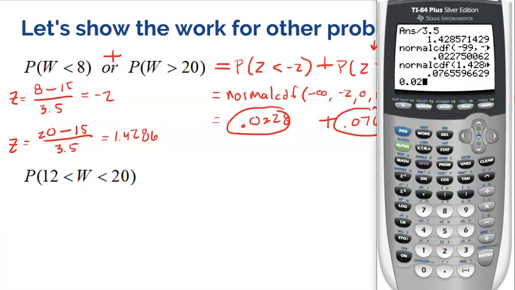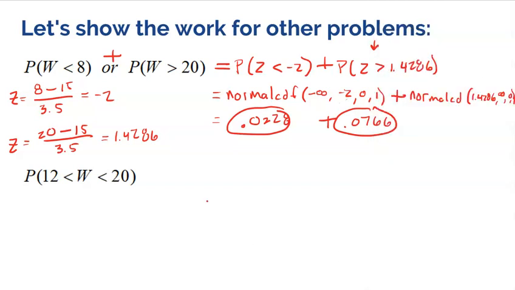So 0.0228 plus 0.0766. Oh, I forgot the 0 there. 0.0766. And I get 0.1004. So the probability that it takes Josh less than 8 or more than 20 is about 10.04%.